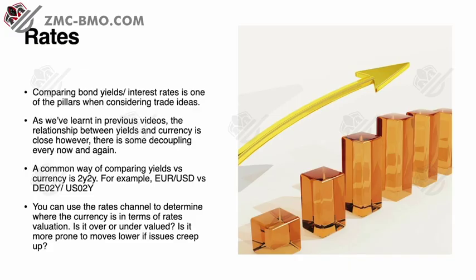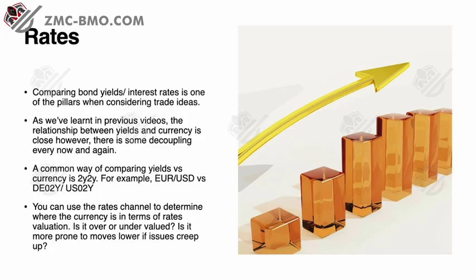And you can use the rates channel to determine where the currency is in terms of its rate valuation. Is it under or overvalued? Is it more prone to moves lower if issues creep up? So if we see issues begin to snowball, maybe the rates channel is going to be a big driver of where the currency goes. And then if the FX currency, like what we're going to look at just now, euro dollar, is way overvalued in comparison to its rate differential, which is the correct term for what we're looking at today, maybe the euro dollar is going to really get dragged lower by that rate differential, because that may be a driver, for example.